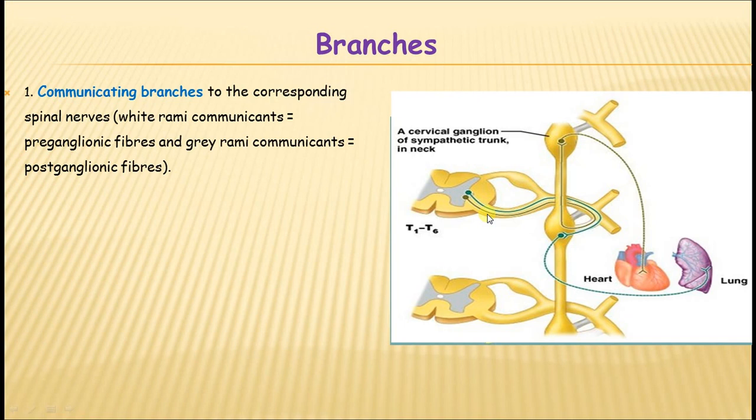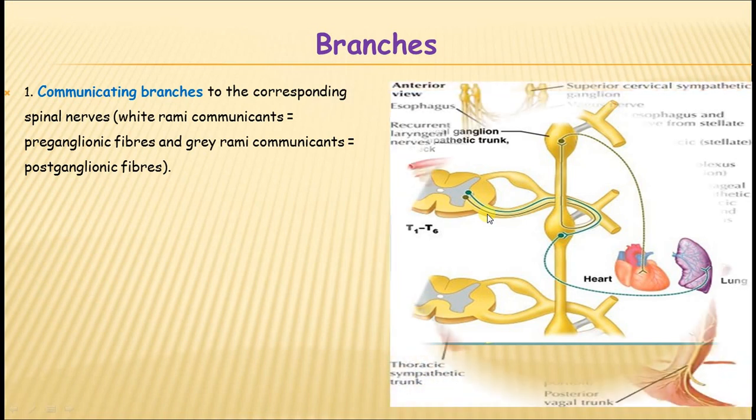But to the sweat glands, they don't release noradrenaline. Instead, they release acetylcholine. That is the only exception of the sympathetic fibers where they are cholinergic in nature. The neurotransmitter is acetylcholine to the sweat glands. So that is how they are connected.